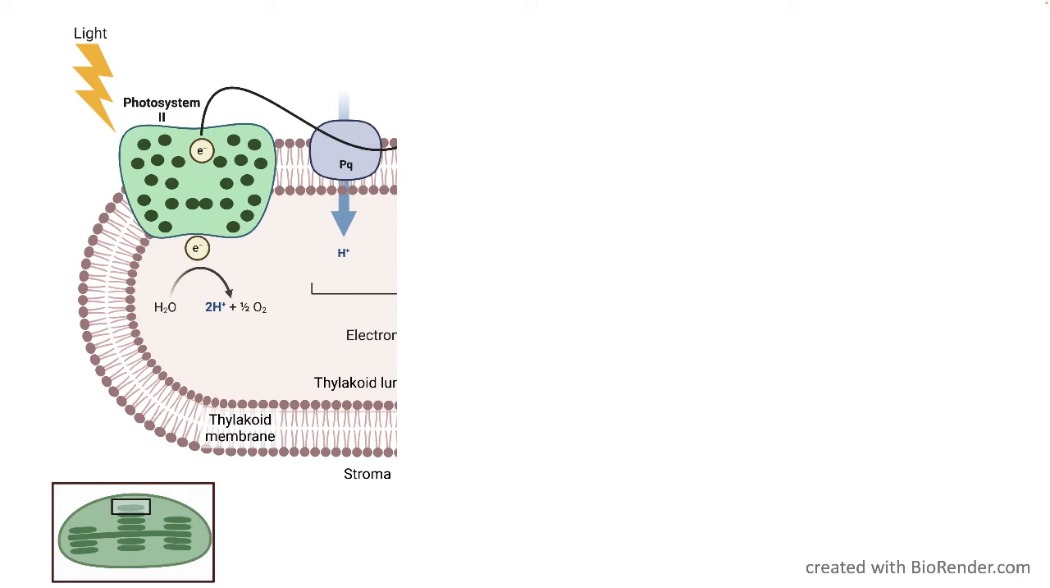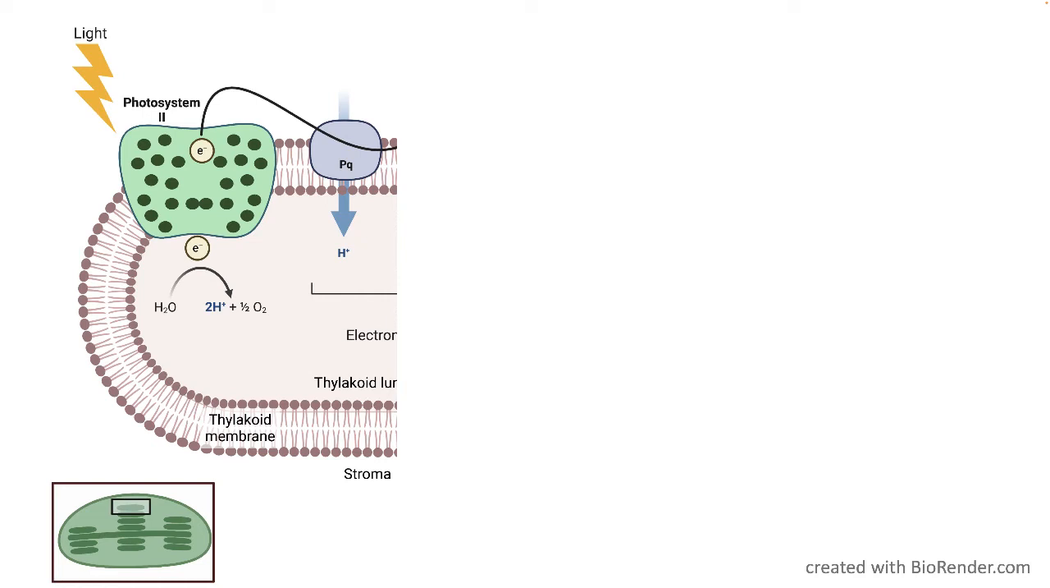We write this as 1/2 O2 because each water molecule only has one oxygen atom to release. This oxygen atom immediately binds to another oxygen atom that's been released by the oxidation of water to form O2, or oxygen gas. Okay, now let's follow the electron that's been accepted by plastoquinone.